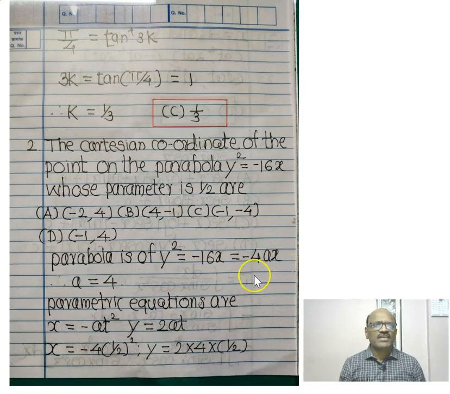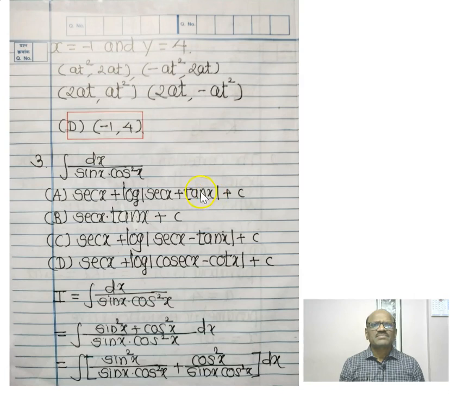Therefore here the value of a is definitely 4. The parametric equations are x is equals to minus a t square and y is equals to 2at. Now substitute the values. That is x is equals to minus 4 into the value of t, that is 1 upon 2, bracket square, and the value of y is equals to 2 into 4 into 1 upon 2. Now next, that is x is equals to minus 1 and y is equals to 4.